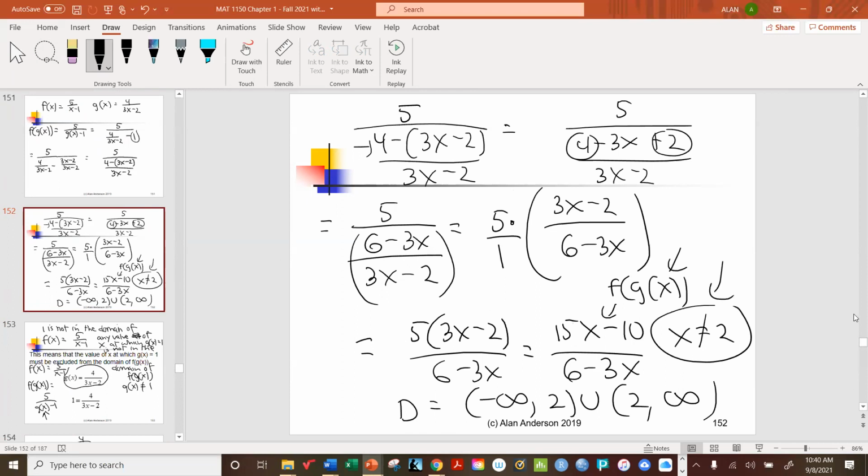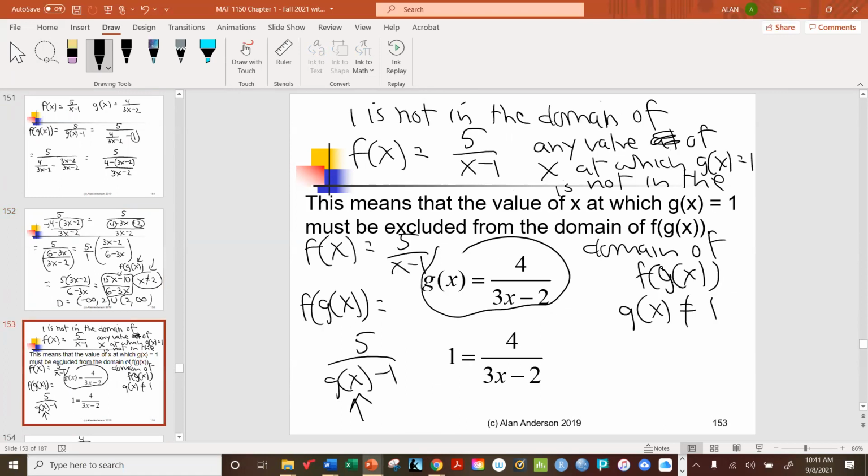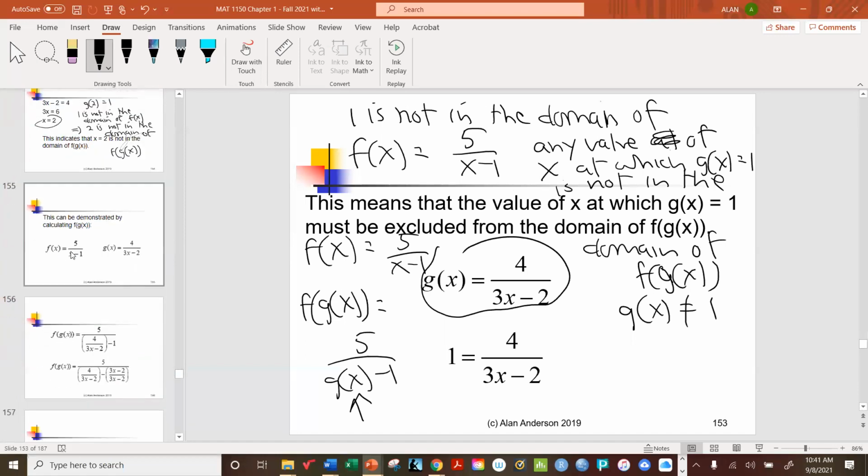By actually knowing what f of g of x is, it should be clear that we cannot allow x equals 2. But this is sort of an indirect approach. By knowing that f of x can't have a value of 1 for x, we can figure out the appropriate value for f of g of x, which turned out to be 2. So you can use either approach to find out what values do and do not belong in your composite function.